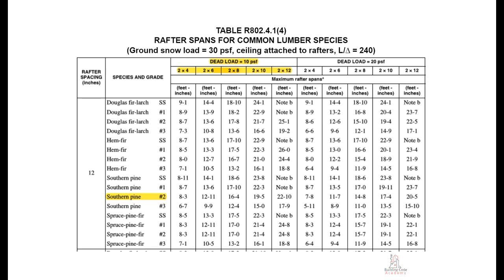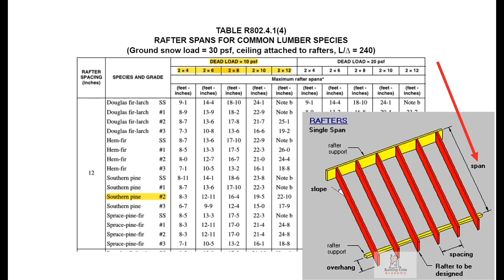Table R802.4.1.4. Rafter spans for common lumber species. Ground snow load equals 30 psf, ceiling attached to rafters, L over delta equals 240.